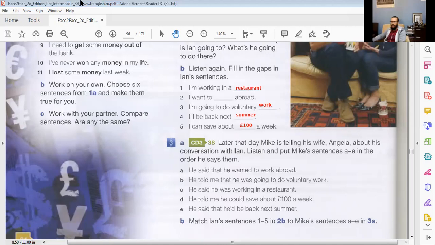So I think my answer is correct, Victor. Yes. I want to work abroad. Correct. Okay. All right, so this is what Ian told his uncle. But here in part 3 it says, later that day, Mike is telling his wife, Angela, about his conversation with Ian, his nephew. So we want to listen and put Mike's sentences A to E in the order that he says them.